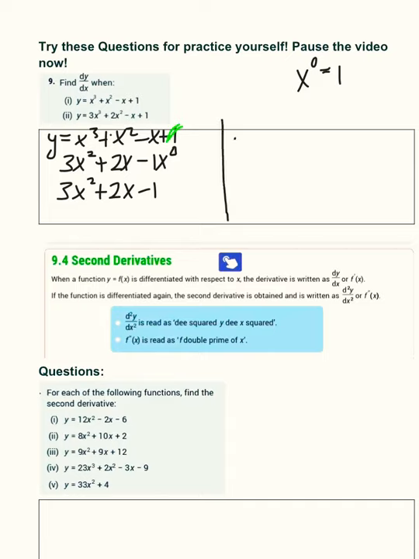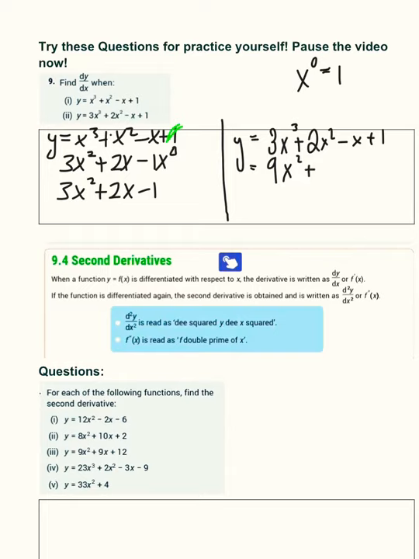Part 2, we have y equals 3x cubed plus 2x squared minus x plus 1. Again, following the rule, take the power, multiply by what's in front, and then minus 1 from your power. So 3 times 3 is 9, x, minus 1 from the power, 3 take away 1 is 2.